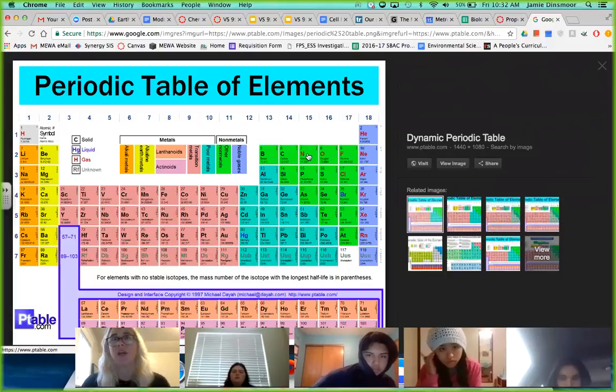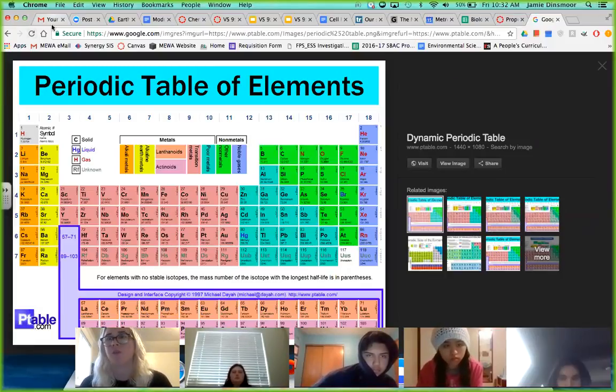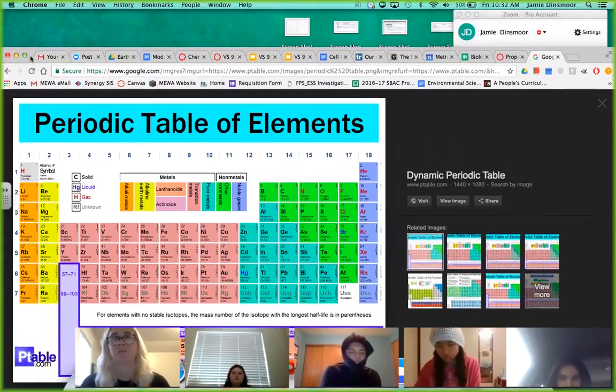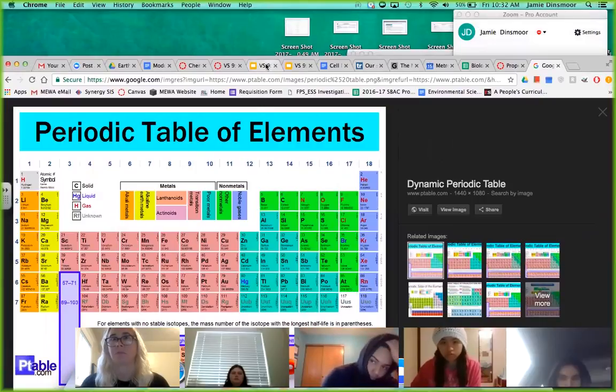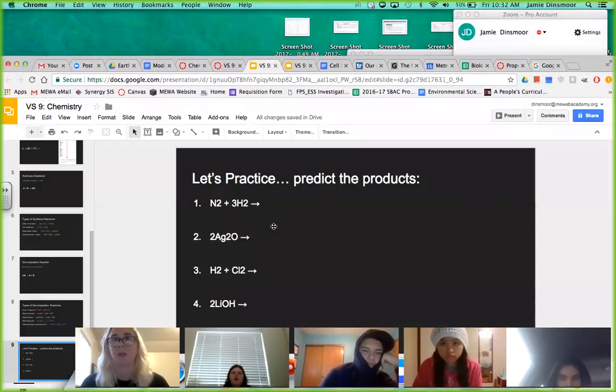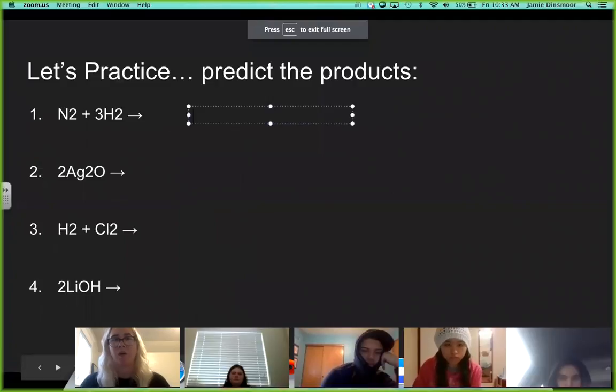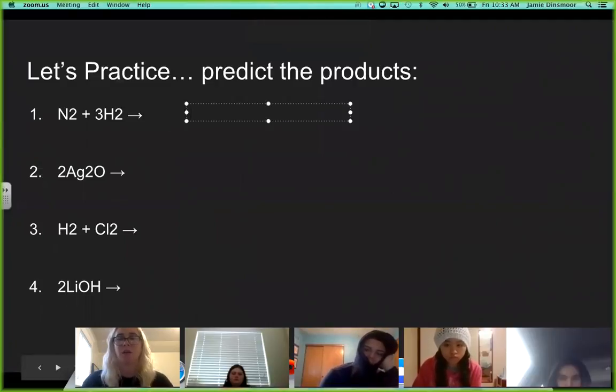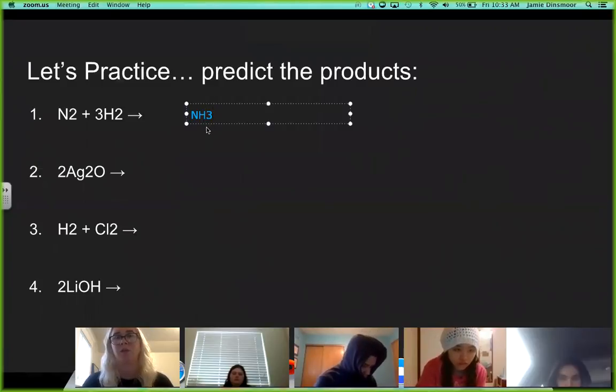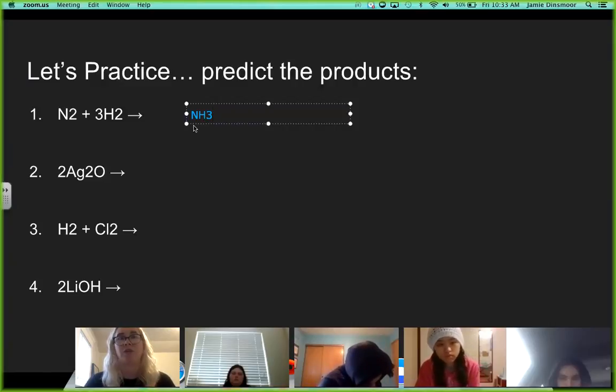So, yep, nitrogen has 5 valence electrons, hydrogen has 1. So how many hydrogens do we need to go with 1 nitrogen to get 8? 3. So we're going to end up getting NH3, right? The 3 is the subscript here of the hydrogen. So that tells us we have 1 nitrogen, 3 hydrogens.